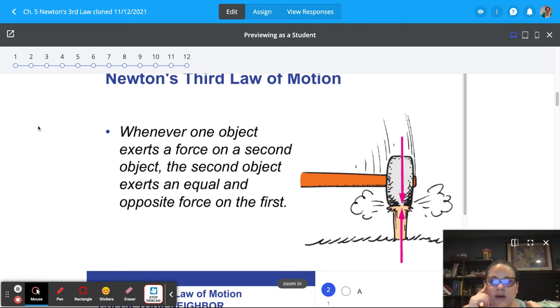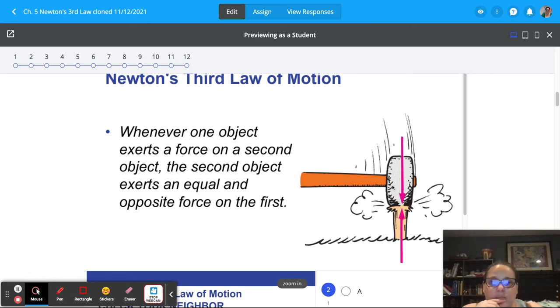All right, Newton's third law by typical description: whenever one object exerts a force on a second object, the second object exerts an equal and opposite force on the first. We often refer to this as action reaction. In this image, we have the hammer striking the spike and the spike pushing the hammer.